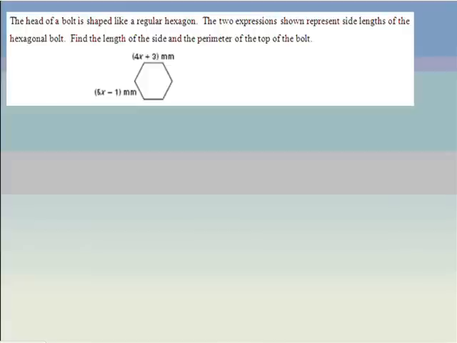And we've got a word problem. We've got the head of a bolt is shaped like a regular hexagon. Regular, our old buddy. Very important. And then we've got 2 expressions that represent side lengths, and we need to find the length of the side. So we need a side length, and we need a perimeter of the top of the bolt.